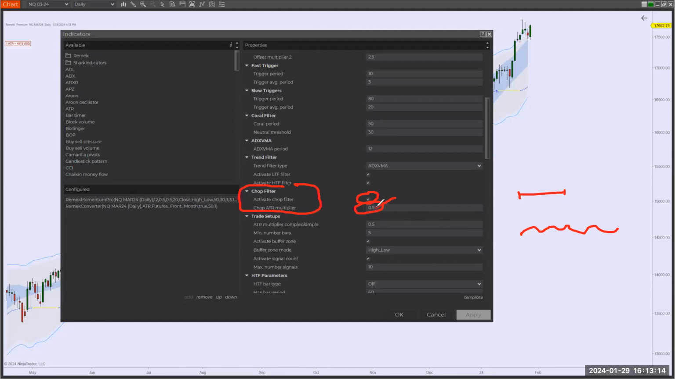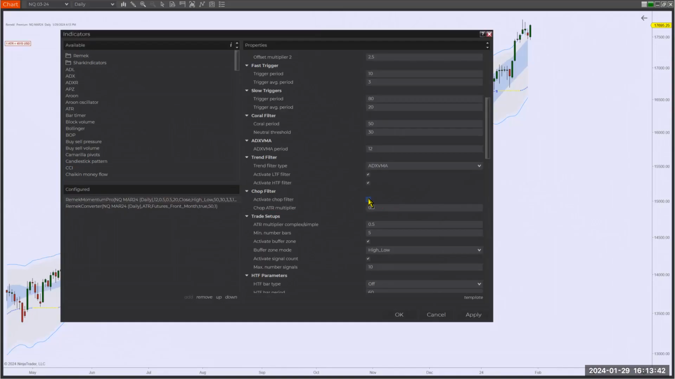Okay, so I just use this standard settings of 0.5, which is half an ATR, and that just works fine for me. You're free to experiment with a stricter or looser setting. Let me show you how it works. So I'm going to switch it off. Let's start with a situation where there's no chop filter.